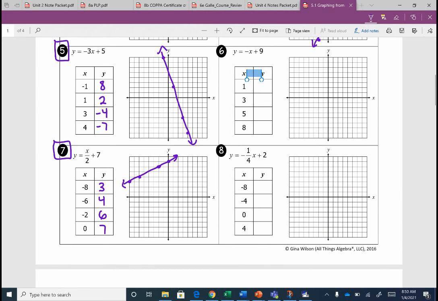All right, so go ahead and check your numbers 5 and 7. You can go ahead and pause the video if you need more time to check.